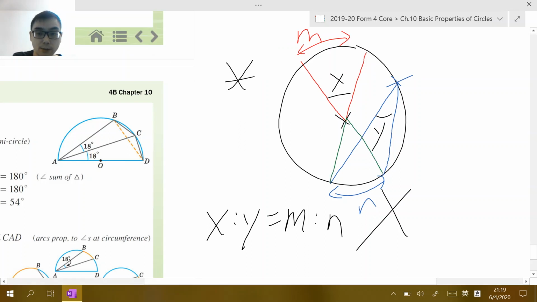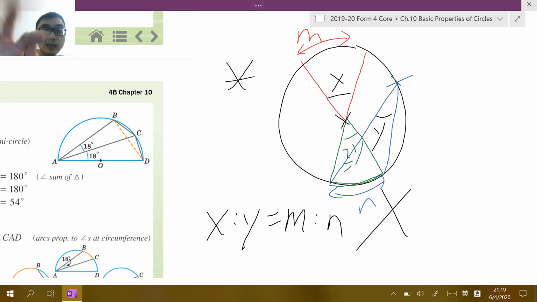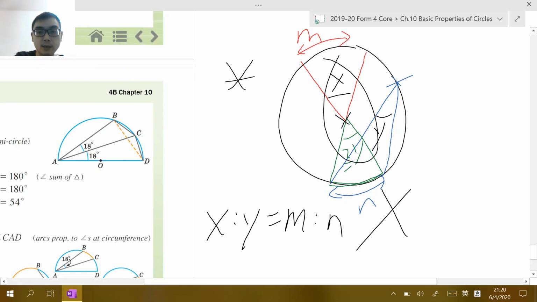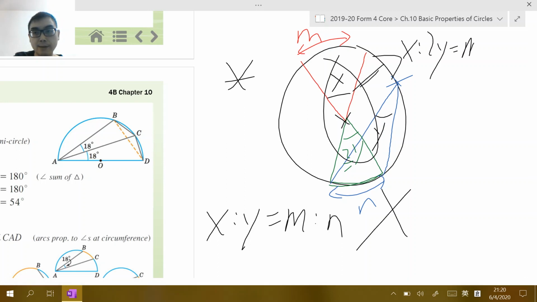But you really understand that if we draw another line here, for example, we say this one, then you will know that this one should be 2y. Why? Because they are coming from the same arc, and one is towards the circle, one is towards the center, so you have the twice relation. So now, if I have such a thing that you can compare, then I can say x to 2y is equal to m to n.